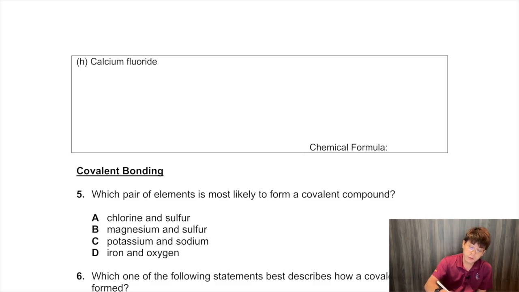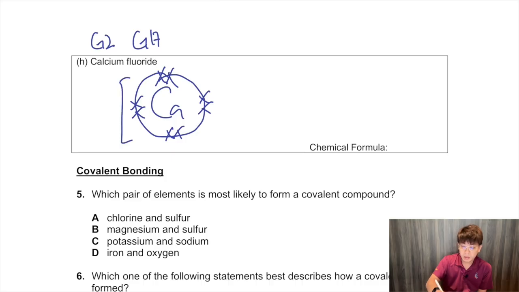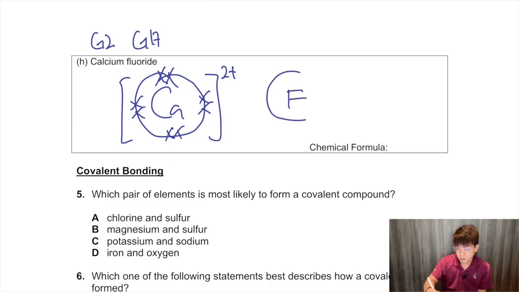So calcium fluoride. Calcium is from group 2, check your periodic table. Fluoride is from group 17, check your periodic table. So Ca, circle, draw 8 already. 8, square bracket. Group 2, look at on top, 2 becomes 2 plus. Fluoride. Group 17 is 1 minus, check the top.